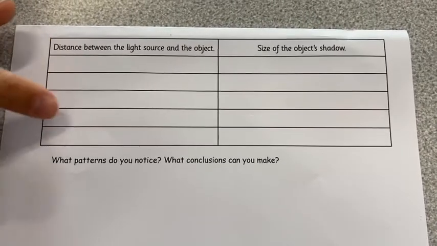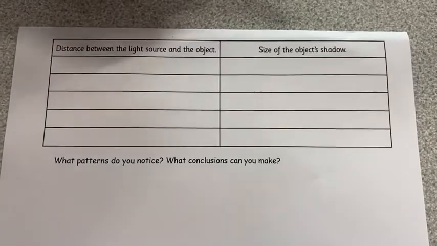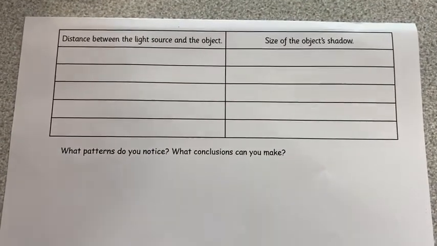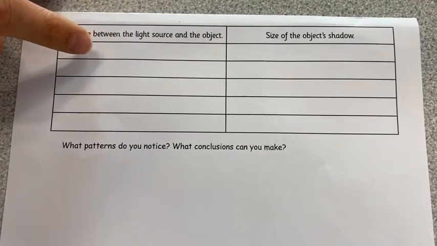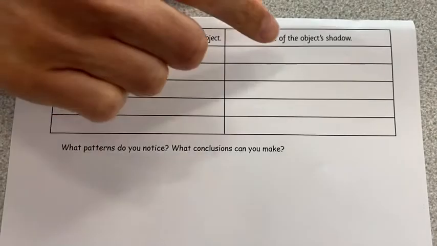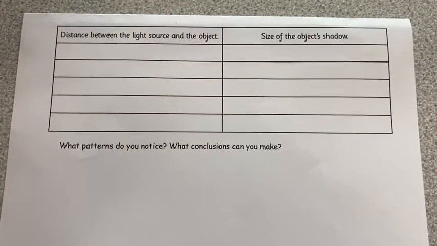So once I've chosen my distances and I've written them down, on the other side it says size of the object's shadow. So what you would do is once you've got your distance at say 5 centimetres, you would try and measure the size of the object's shadow. And I'll show you how you could do that.